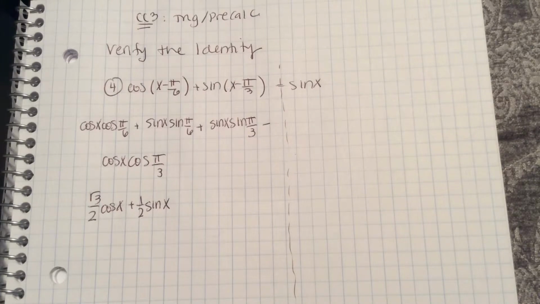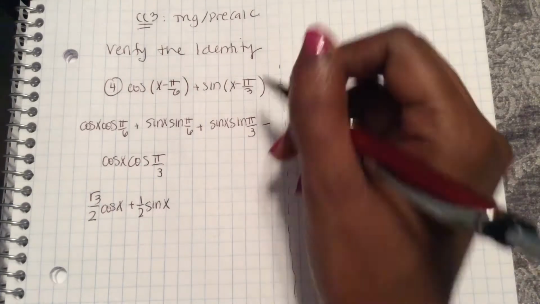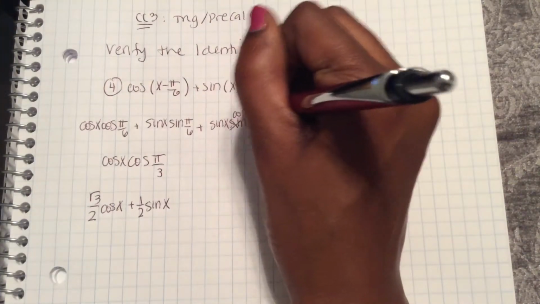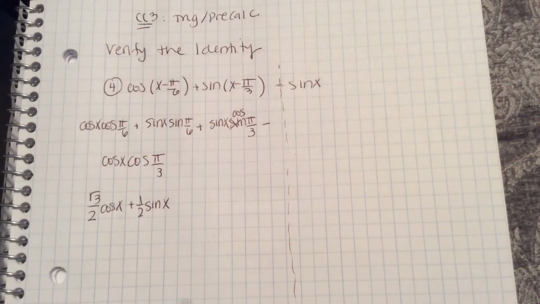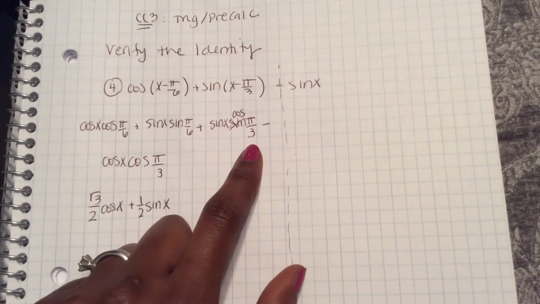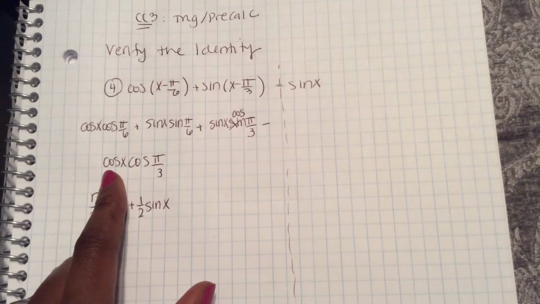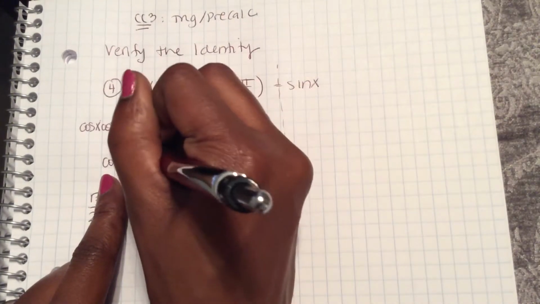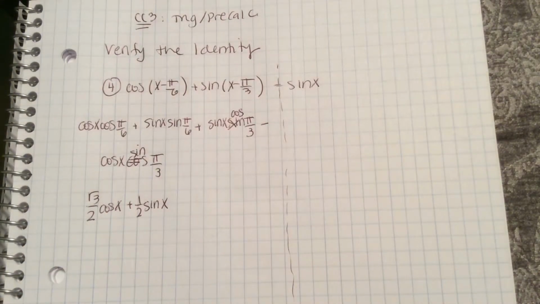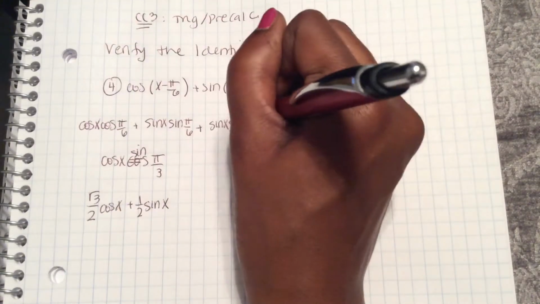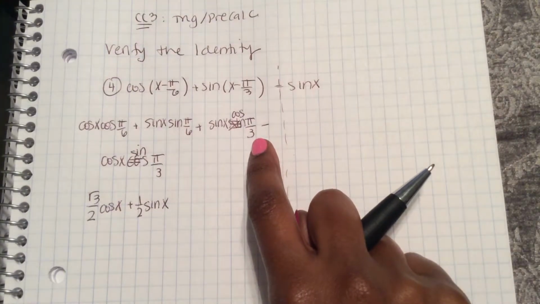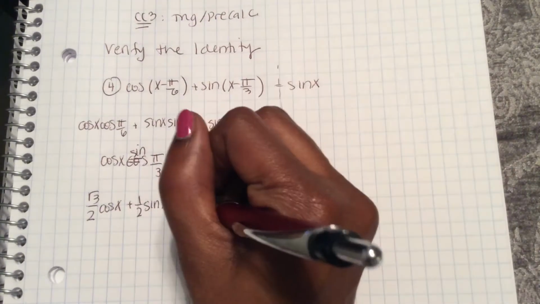Sine of, oops, this one should have been cosine. Let me just make sure. Sine, cosine, cosine. Oh, I messed up, and this one should have been sine. Wow, messed up on those trig identities. Sorry about that. So cosine of pi over 3 is 1/2.